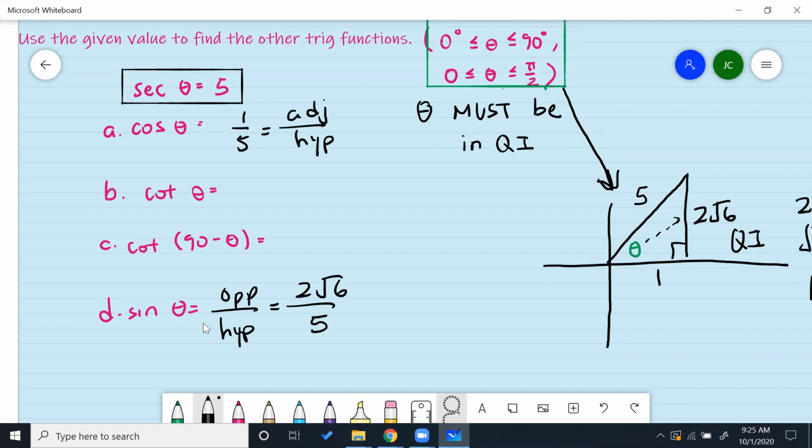Cotangent is the reciprocal of tangent, so that's going to be adjacent over opposite, which is going to be 1 over 5. No, just kidding, 1 over 2 root 6. To simplify this, I bet, rationalize.